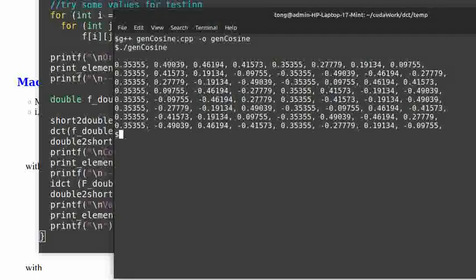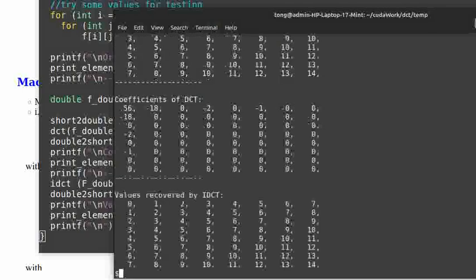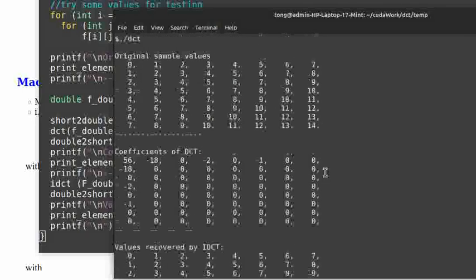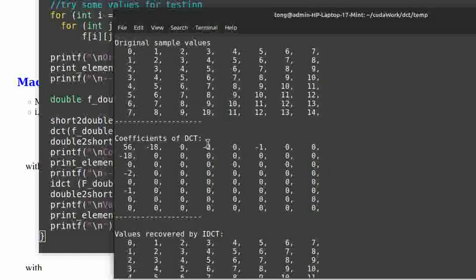So we say g++ dct -o dct. Okay, and then we execute this. So you can see that these were the original sample values: 0, 1, 2, 3, 4, up to 14. And these are the coefficients of the transform. After the transform, you get these values, and you can see that most of them are zeros.